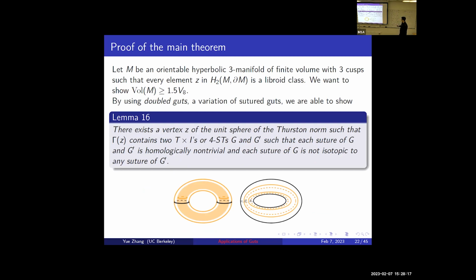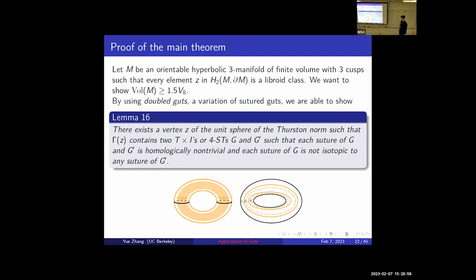So let's prove our main theorem briefly. First, by using a variation of sutured guts, I'll just skip that here, we're able to show that there exists a vertex of the unit degree of the certain norm, such that the guts of this vertex contains two T times I, or Seifert fibered spaces, G and G prime, such that each suture of G and G prime is homologically non-trivial, and each suture of G is not isotopic to any suture of G prime.